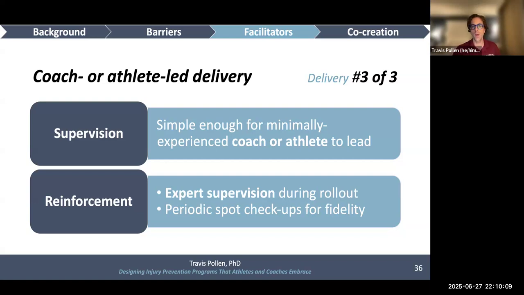periodically to check up, make sure that the athletes are still performing the program with high fidelity. That is to say that their quality and technique are still good, and we can just be there for those spot checks to reinforce.